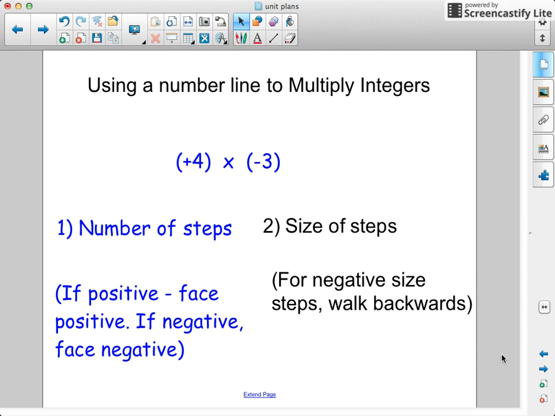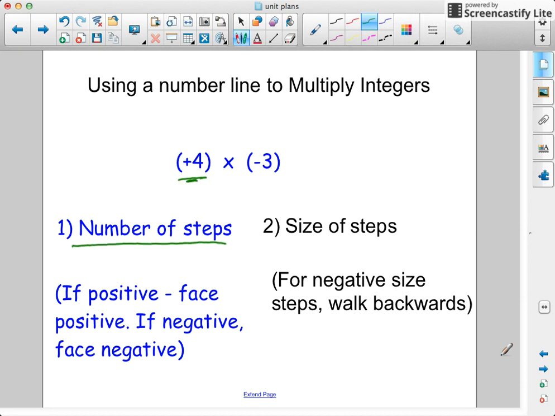We're going to be multiplying integers using a number line in this video. What we need to remember is that one of the numbers you're going to count as the number of steps. If it's your first number, you're going to take 4 steps. The second number is how big of steps you're going to take, so size of steps, so size of 3.